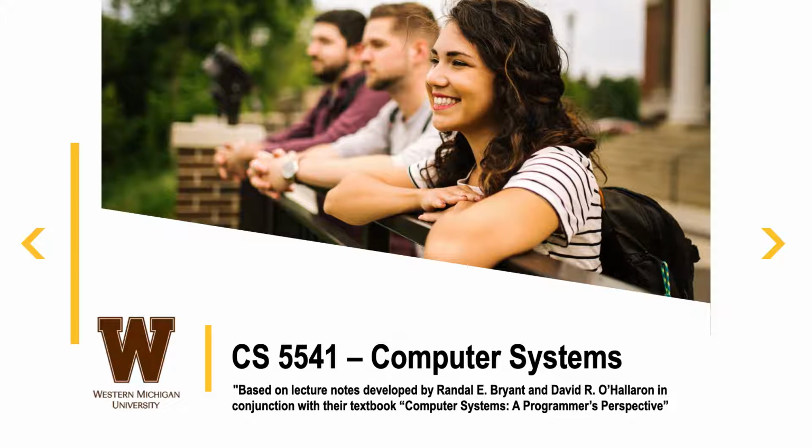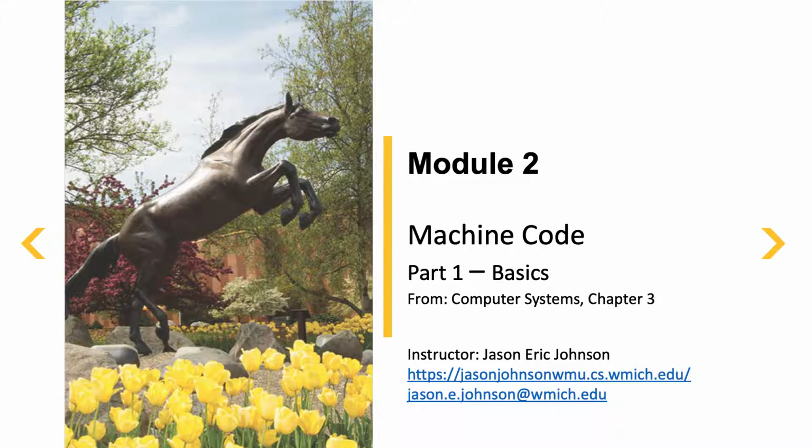In this video, we're going to start Module 2, and we're going to start taking a look at machine code. In this particular video, we'll basically just look at some basics, and then we'll expand over the next few videos and get a little more in detail. Now, if you're following along in the book from the first slide, this is from Chapter 3 in that Computer Systems book, Edition 3 of Computer Systems, A Programmer's Perspective.